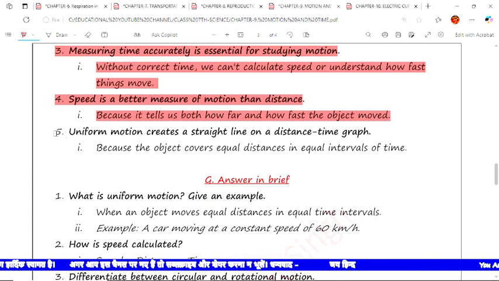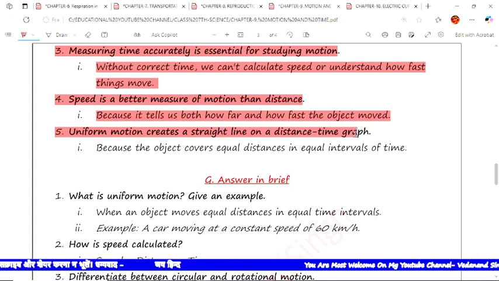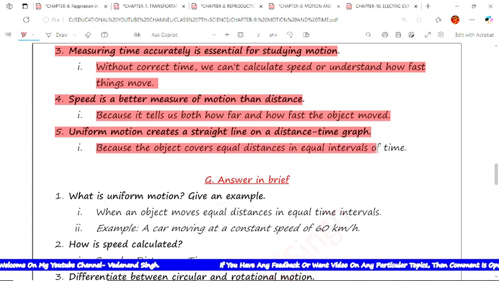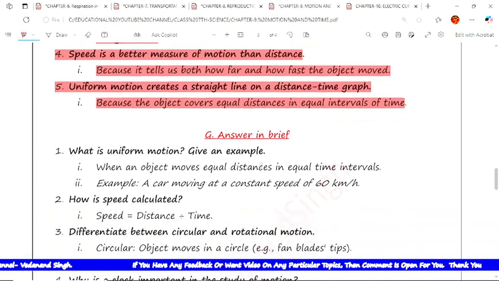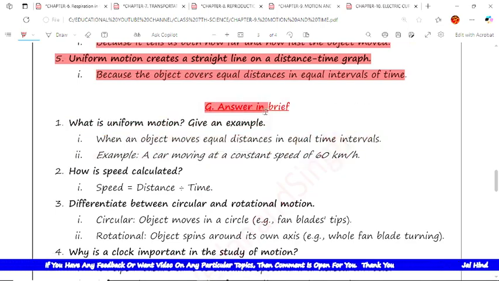Now the next statement is: uniform motion creates a straight line on a distance-time graph. The reason is that the object covers equal distance in an equal interval of time. Now the next section is: answer in brief. We have to give a brief answer for each question.